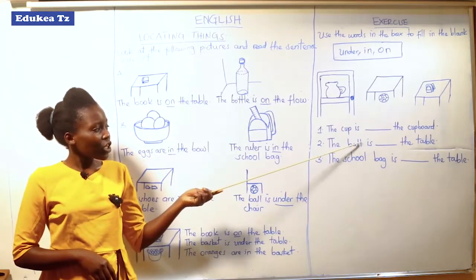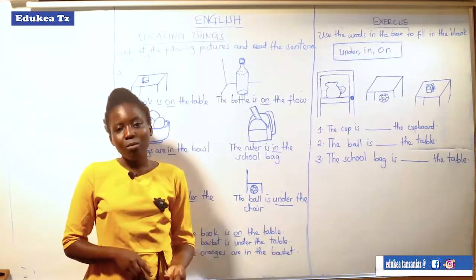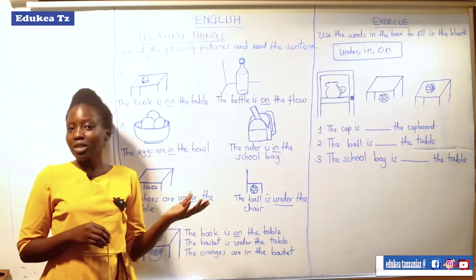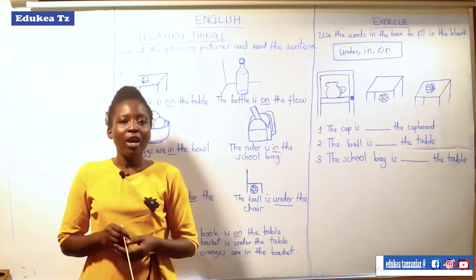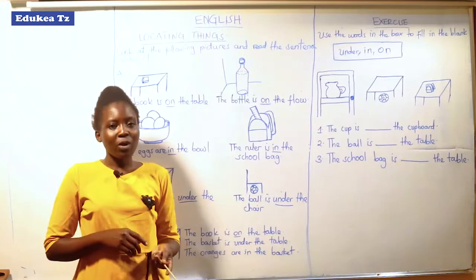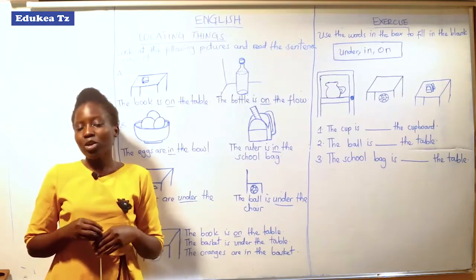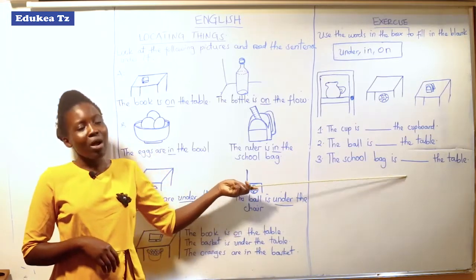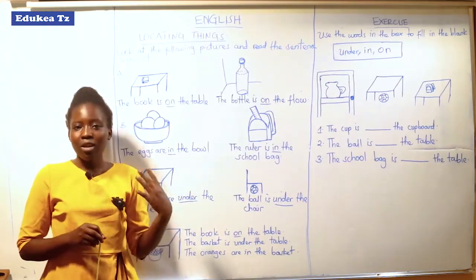After finishing question number two, you look at the third question, which says that the school bag is dash the table. Which one do you think will fit in order to complete that sentence? Before answering this question, go directly to picture number three in order to know where the bag is and where the table is, because there we have shown a school bag and a table. You will look to see where the bag is located and where the table is also located. That will help you to answer question number three by going back to the box and choosing the correct word from that box in order to complete your sentence in number three.